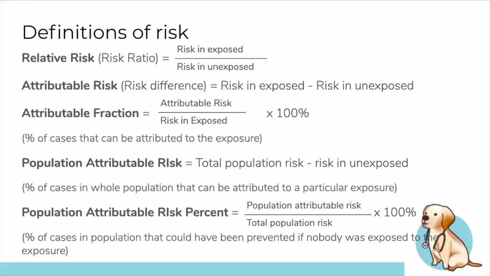With the percentage, you're looking at the percentage of cases in the population that could have been prevented if nobody was exposed to the exposure. So it's the attributable risk to the exposure itself in the population, and that's pretty much just what it says here as well.